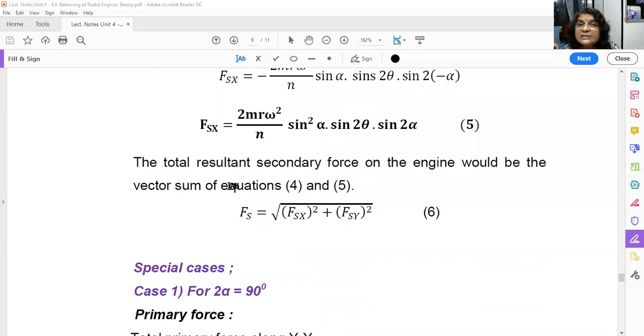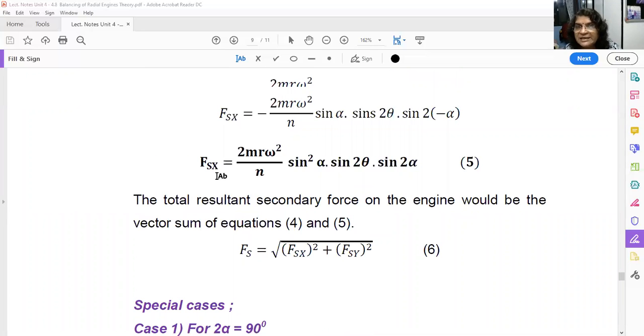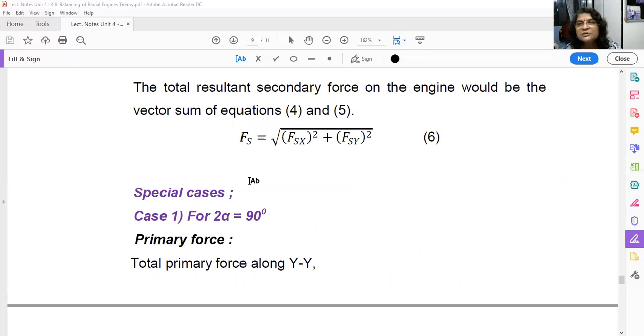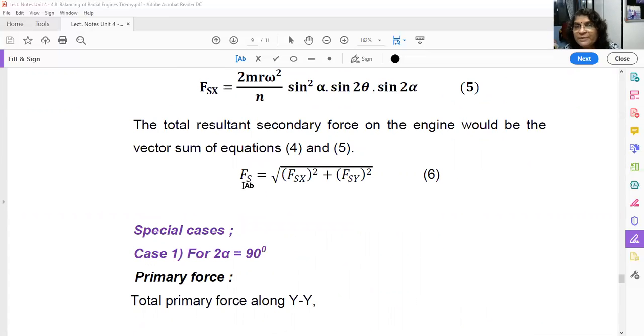Now, what is your total secondary resultant force on the engine? It will be the vector addition of Fsx and Fsy. Okay. So the resultant secondary unbalanced force will be Fs is equal to square root of Fsx bracket square plus Fsy bracket square.